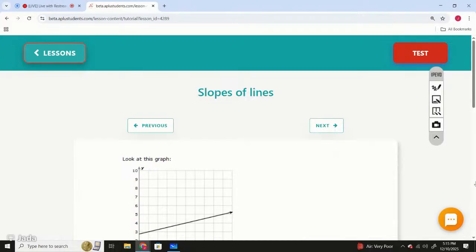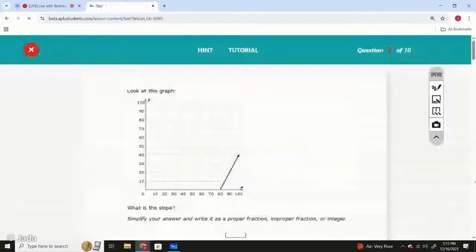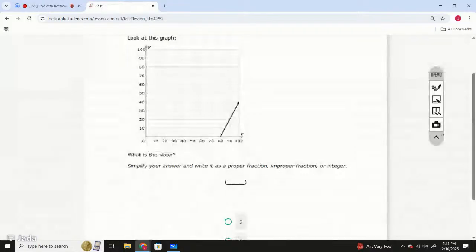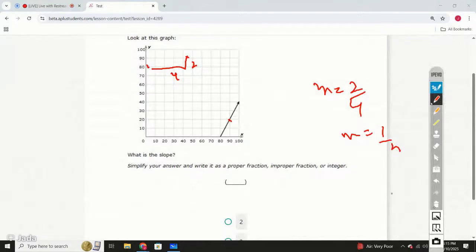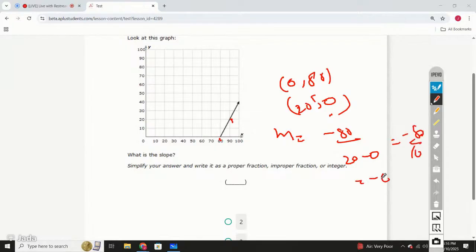Okay, let's just start with the test questions. Look at this graph. Solve the slope. So we need to find any 2 points on the line. This one and then this one. The first one x is 0, y is 80. The second one is y is 0, x is 20. So we need to calculate the slope. The slope is change in y, that is 0 minus 80, negative 80, over change in x, that is 20 minus 0.